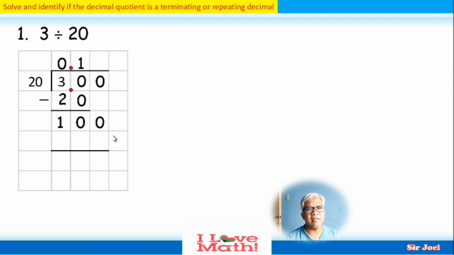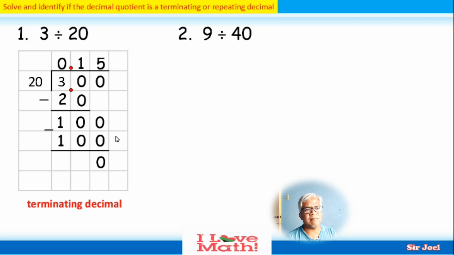It is now 100 divided by 20. So how many groups of 20 are there in 100? Very obvious, it's 5, while 5 times 20 is 100. And then subtract 100 by 100, the difference is 0. If you notice, ang difference sa huli ay 0. Ibig sabihin, there is no remainder. At dahil wala siyang remainder, then we can consider the decimal quotient here as a terminating decimal. Yun. Ibig sabihin pala, kapag ang remainder ay 0 o wala siyang remainder, pwedeng ang decimal natin ay matawag na terminating decimal.